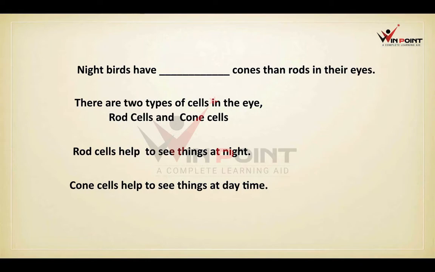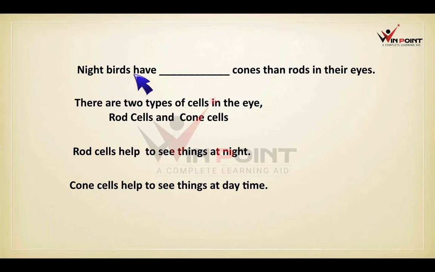Night birds have dash cones than rods in their eyes. There are two types of cells in the eye, rod cells and cone cells. Rod cells help to see things at night. Cone cells help to see things at daytime. We are also having these rod cells and cone cells.